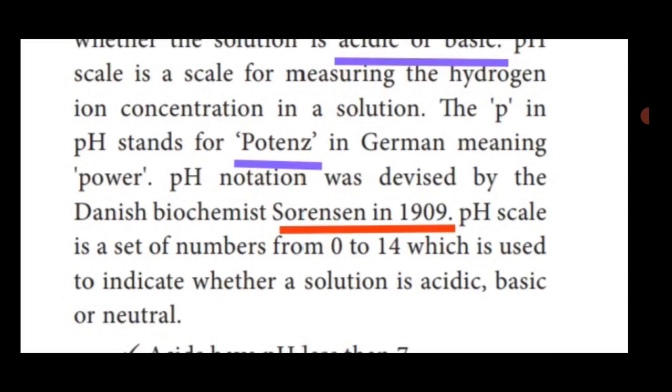The pH scale was discovered in the year 1909. The scientist who discovered it was Sorensen. The pH scale contains a set of numbers from 0 to 14, which indicates whether a substance is acidic, basic, or neutral.